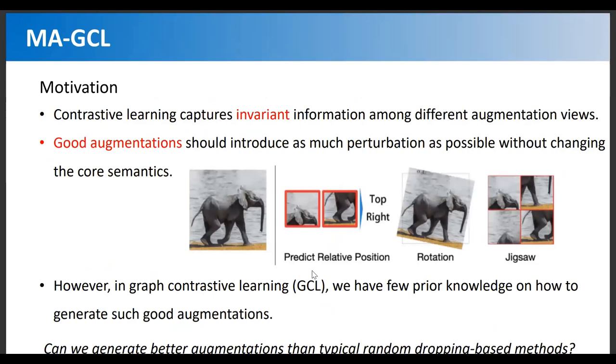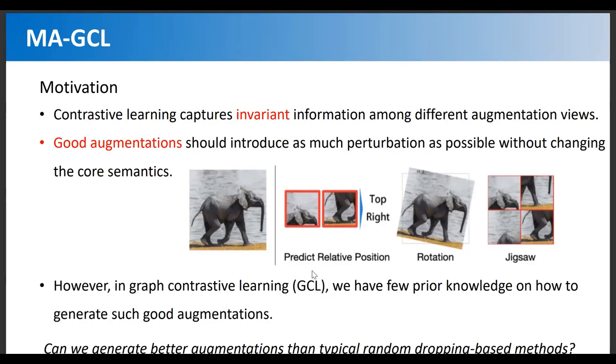The previous two views are based on data augmentation. Now I will revisit the core idea of contrastive learning. In contrastive learning, we add perturbations to the input. For example, we have a figure with an elephant in it. We can rotate the figure or zoom in or out, but these perturbations won't affect the core semantics of the figure, that it is still an elephant. So the idea of contrastive learning is actually to capture the invariant information among different augmentation views.